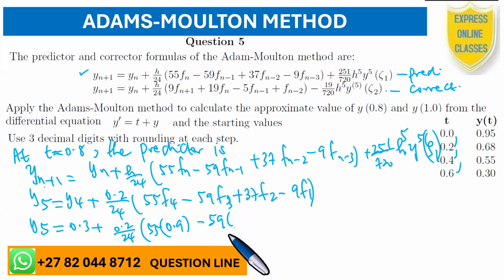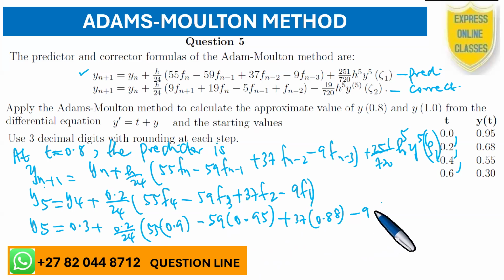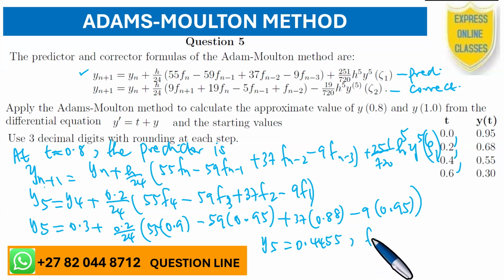So it's 55 at 0.9, and then there is 0.95 for F3. 37, your F2 is 0.88. We have seen that one. F1 is 0.95. So that Y5 is 0.4455. F5 is 1.2455.